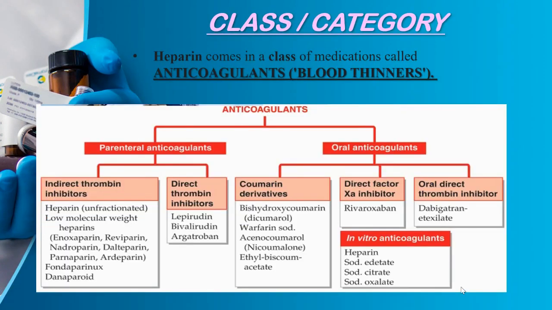Now we will see the class and category of heparin. As I said earlier, it comes under the class of anticoagulants, which are also known as blood thinners. Anticoagulants are of two types, that is parenteral anticoagulants and oral anticoagulants. Heparin comes under the parenteral anticoagulants, and among those, heparin comes under indirect thrombin inhibitors. The reason why heparin is an indirect thrombin inhibitor, we will see in the mechanism of action.